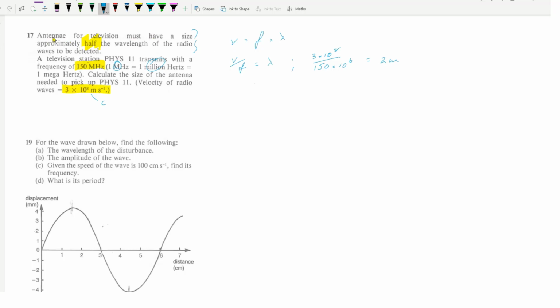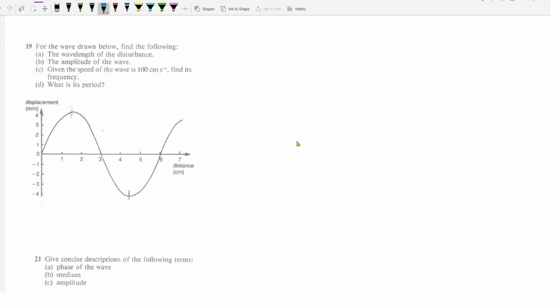Now the antenna has to be, and this is just general antenna design, always has to be an even multiple, otherwise you get the resonance and the harmonics don't match up, etc. So it's got to be half of that. So the antenna is going to be half of this value here, so what's half of 2 meters? That's equal to 1 meter.